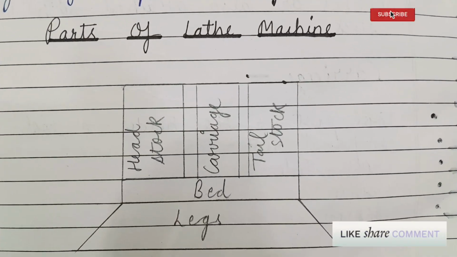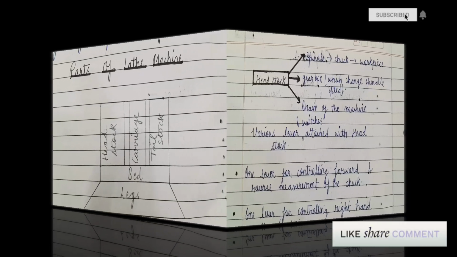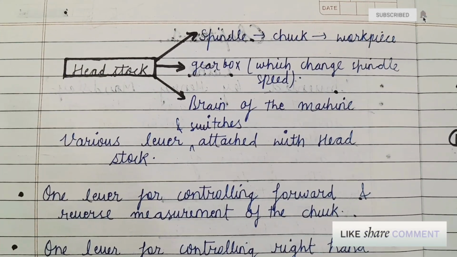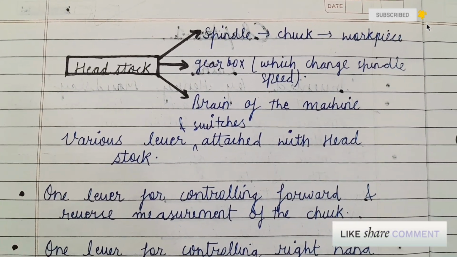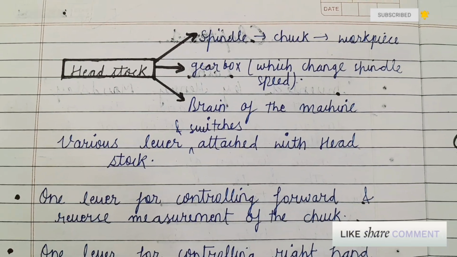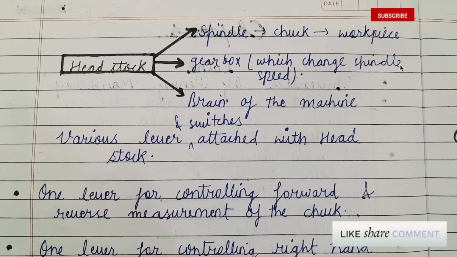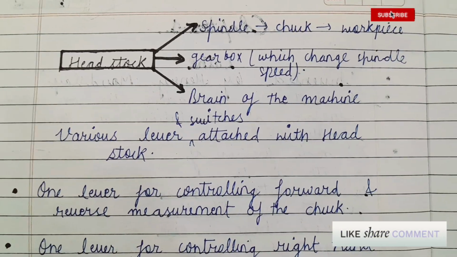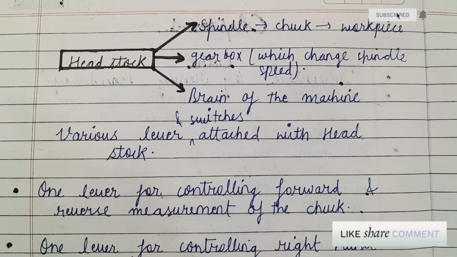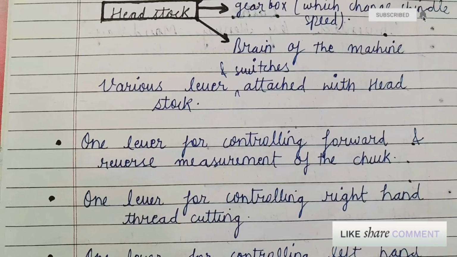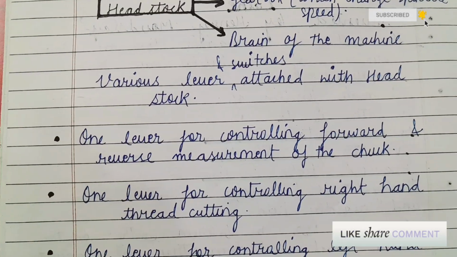Now we are going to study the parts of the lathe machine. First is the headstock. In it, spindle, then chuck, then workpiece. The next point is the gearbox, which changes spindle speed, and it is also known as the brain of the machine. Various types of levers and switches are attached to the headstock.